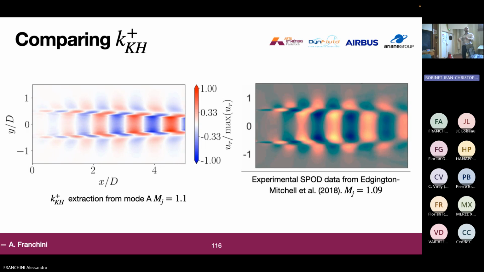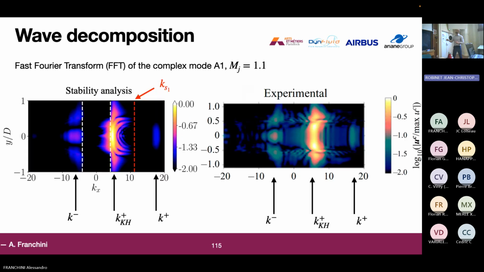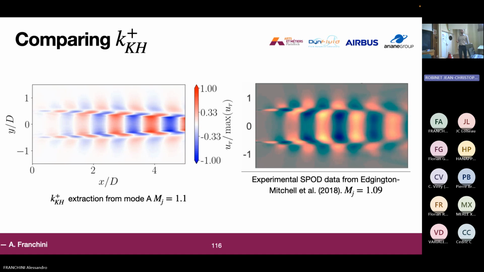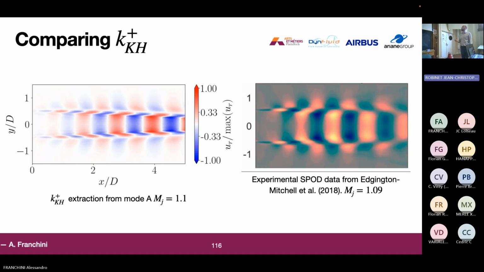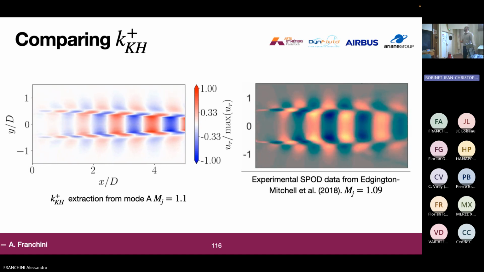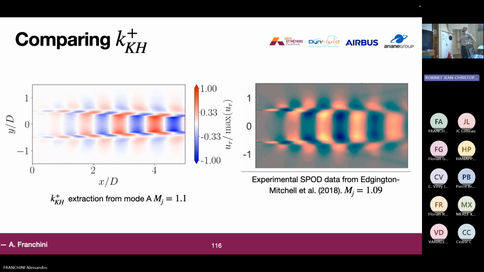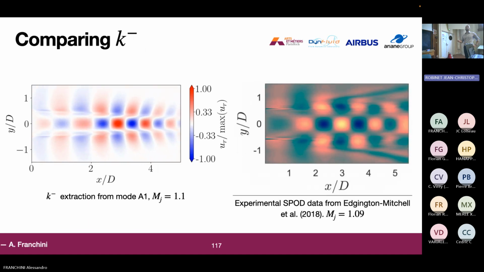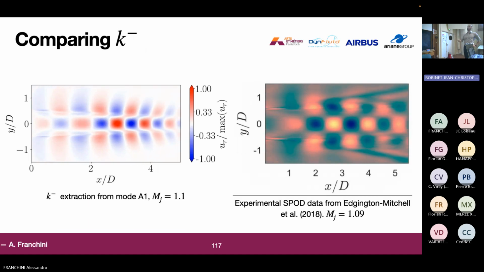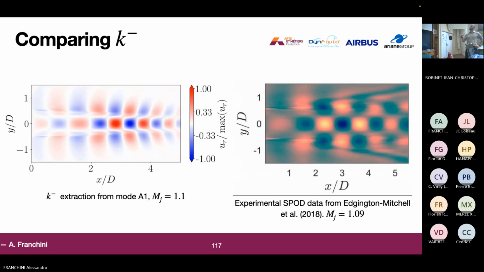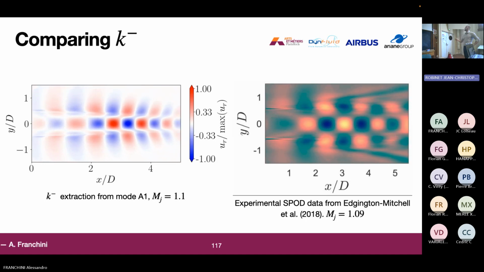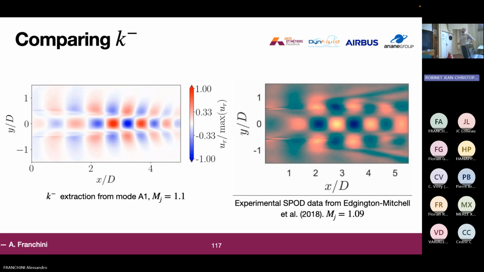And so what we can do is take, for example, this wave here, filter the other ones, and do an anti-transform. And so here we can see the K plus, the Kelvin-Helmholtz wave that propagates downstream. We compared it with experimental SPOD data, and we can see that the structure is very similar. If we look at the K minus wave, now the wave propagates upstream, which is because the phase velocity is negative. Here again, we see a similar structure compared with experimental SPOD data coming from the Edgington-Mitchell paper.